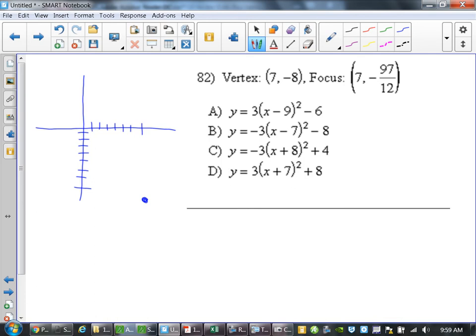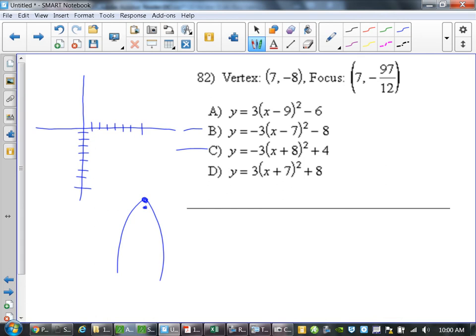Focus, negative 97 over 12. Well, 12 goes into 97 eight, about 8.08, so 8 and a 12. It's like an 8, so it's right next to it, below it. So we know it's got to be moving downward again. So we know it's got to be one of these two. Now it's just a matter of which value is going to go with the H and which one's going to go with the K.